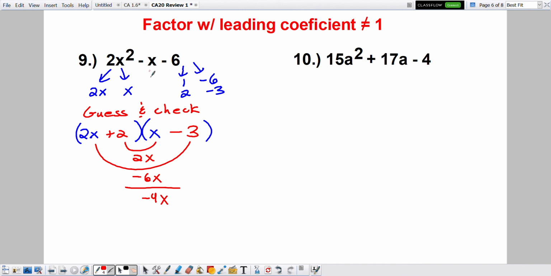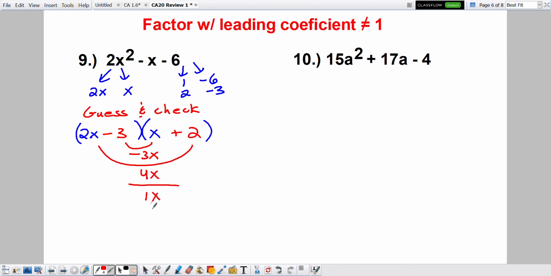But that doesn't mean I picked the wrong numbers. What could have happened is I picked the wrong order of the numbers. So let me go back. Let me try negative 3 and positive 2. Maybe it's those numbers in a different order. And so I'm going to try the middle here, I get negative 3x. I'm going to try the outside here, I get 4x. Now I get 1x. Actually, that's right.